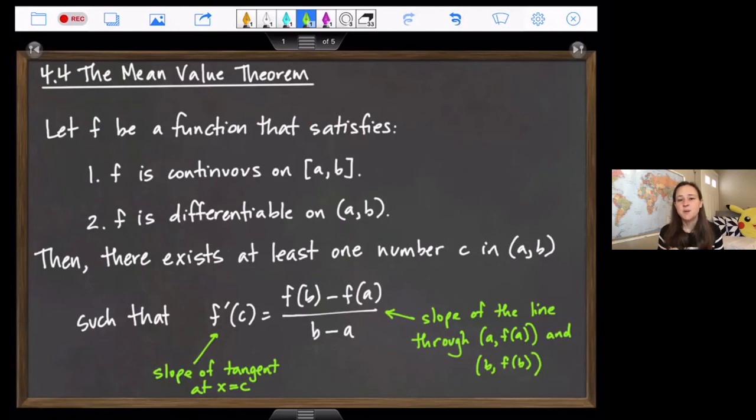So in the next video, I'm going to do a couple of examples for you finding this magical value C, or explaining why we can't find it if we don't satisfy those two conditions at the top.